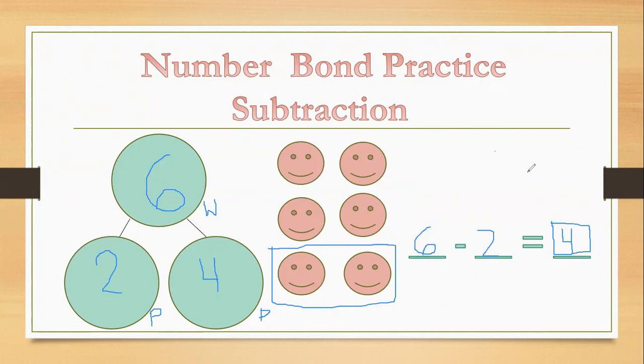So a really important concept to remember for addition and subtraction when you do number bonds is that the largest number, the total, will always go in the circle by itself. And the 2 parts, the 2 smaller numbers, will go in the circles that are right next to each other.